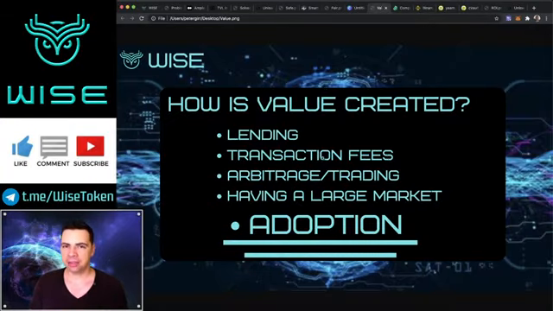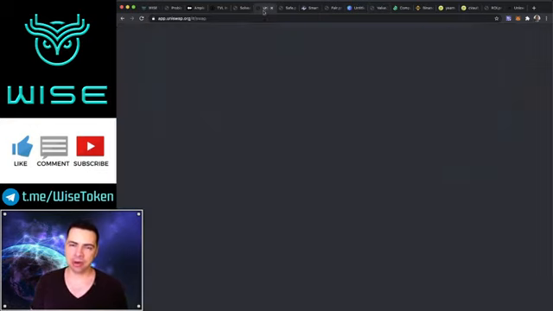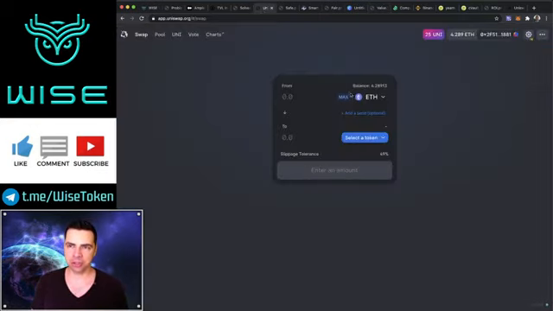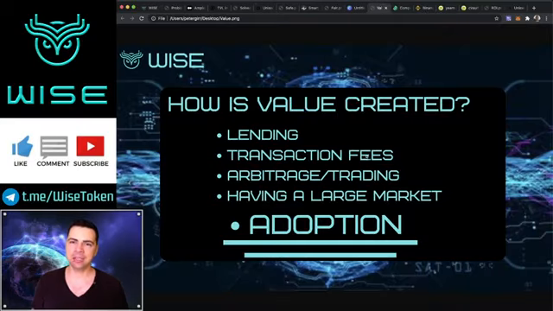Another way is to make it on transaction fees. Now, we already talked about Uniswap. Every time somebody does a trade, there's a transaction fee. And so there's money that comes from transaction fees. So that's creating real value. Another way is through arbitrage trading. So if you are holding a token or a coin and the value goes up, well, then you will have made money from arbitrage. And then the other way is by having a large market.